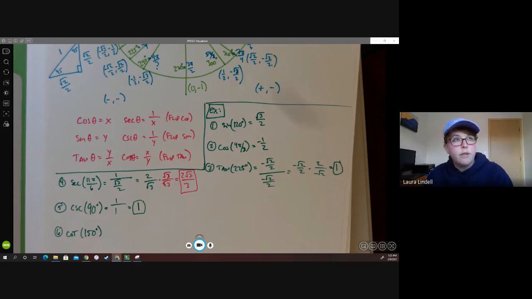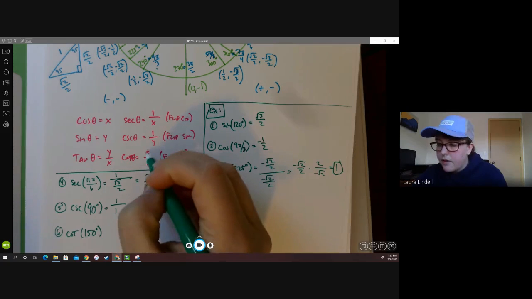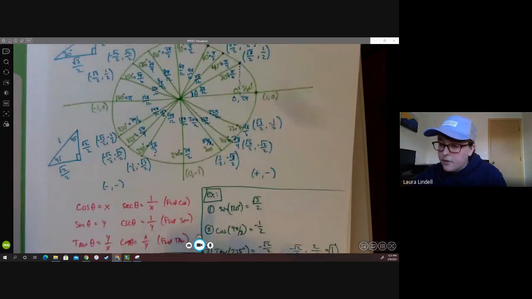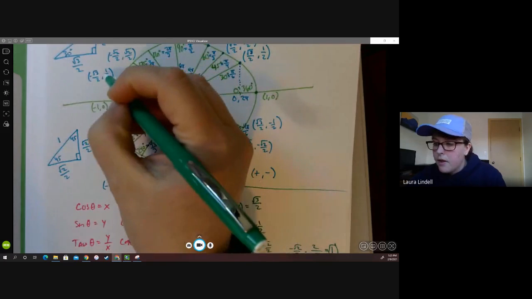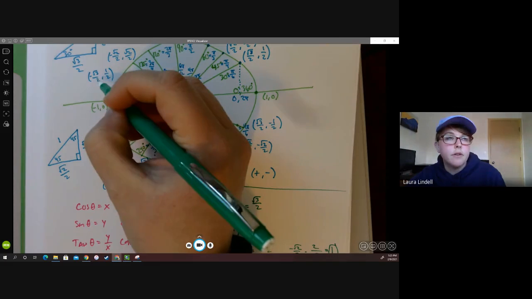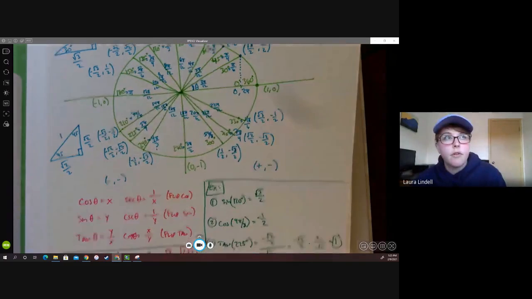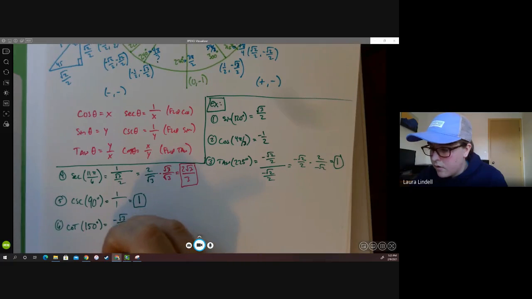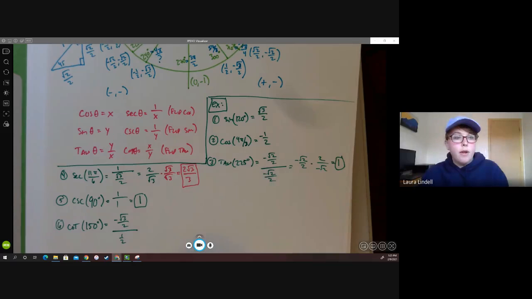All right, and then cotangent of 150. So cotangent, you can either think of it as flipping tangent, or you can think of it as x over y instead of y over x. So that's kind of the way I prefer to think of it, as x over y instead. So we're going to find 150 degrees right here, and we're going to go x over y. So root 3 or negative root 3 over 2 over 1/2. And then we have to flip and multiply.